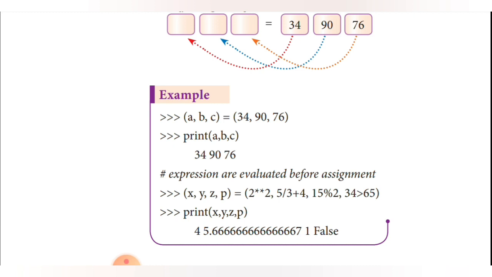And then it shows the output. For that we use the print statement: print x comma y comma z comma p. The values stored in these variables will be displayed in the output. Is it clear? Now you know how to assign tuple variables. Either you can give a constant value directly, or you can give any expression to assign to the variables. If you give an expression, that expression is evaluated first and then the values are stored in the tuple variables.